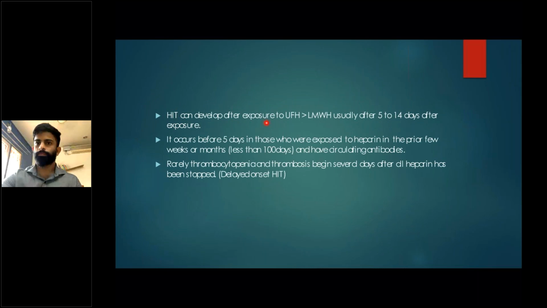HIT can develop after exposure to unfractionated heparin more than low molecular weight heparin, usually 5 to 14 days after exposure. It occurs before 5 days in those who were exposed to heparin in the prior few weeks or months and have circulating antibodies. Rarely, thrombocytopenia and thrombosis begin several days after the heparin has been stopped. So delayed onset HIT can also be seen.